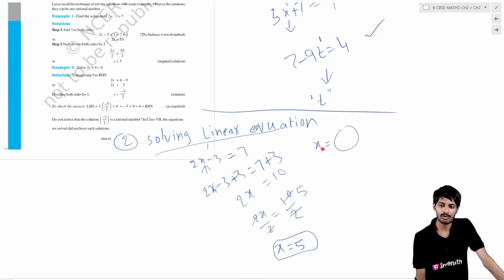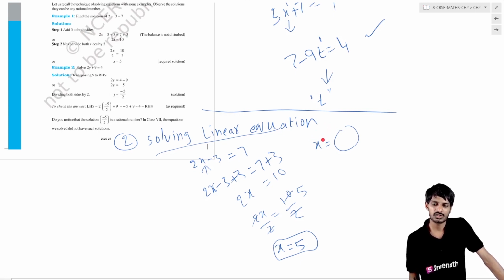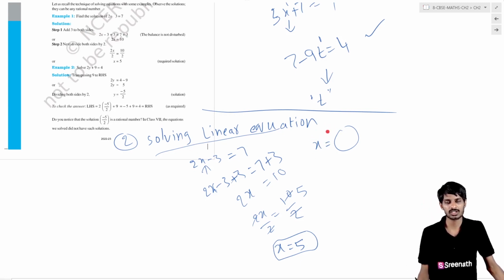So for that we have to make an equation like that. The x will be on one side of the equation and all the remaining terms will be on the other side. Whenever there is an equal sign, which means both sides are equal, this x value must be equal to everything on the other side, so that you can find the x value. That is solving a linear equation, which means finding the value of the variable.